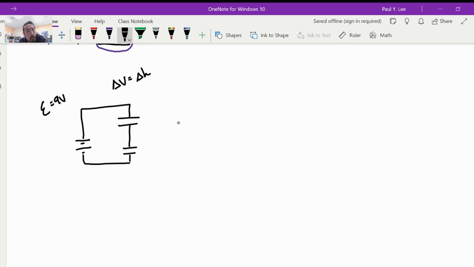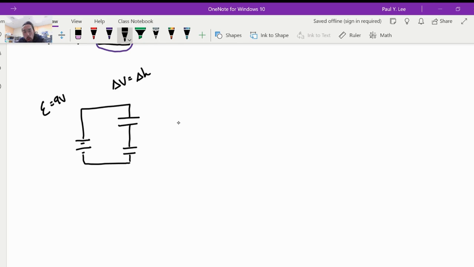And for the sake of this video, we're going to keep on using that analogy, where this EMF source has a change in voltage of 9 volts. You can think of that as 0 volts being the floor and the 9 volts being the ceiling. Okay, so that's a change in height.